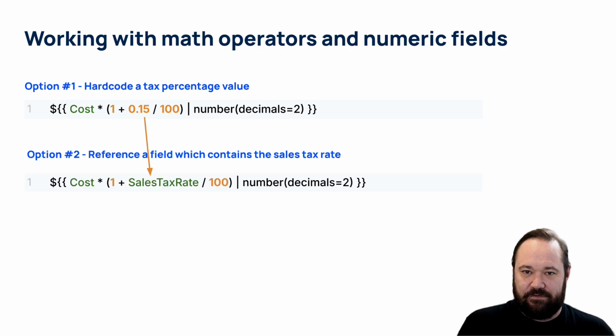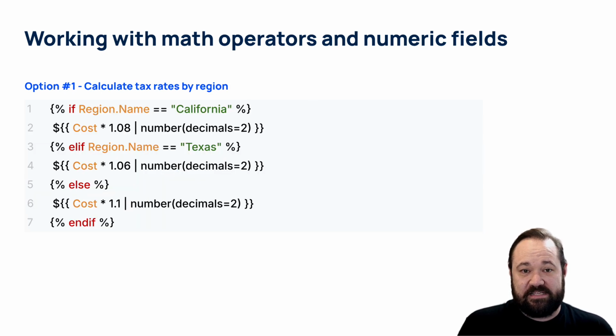Let's say we have a field called sales tax rate. We can calculate the total cost including tax rate using this formula. Now, the tax rate can be adjusted dynamically without needing to modify the column template. For example, if different regions have different tax rates, we can use an if statement to apply the correct percentage, where we check each region and then apply a different tax value based on the region assigned on the record. With this approach, the total cost is automatically adjusted based on the region name.